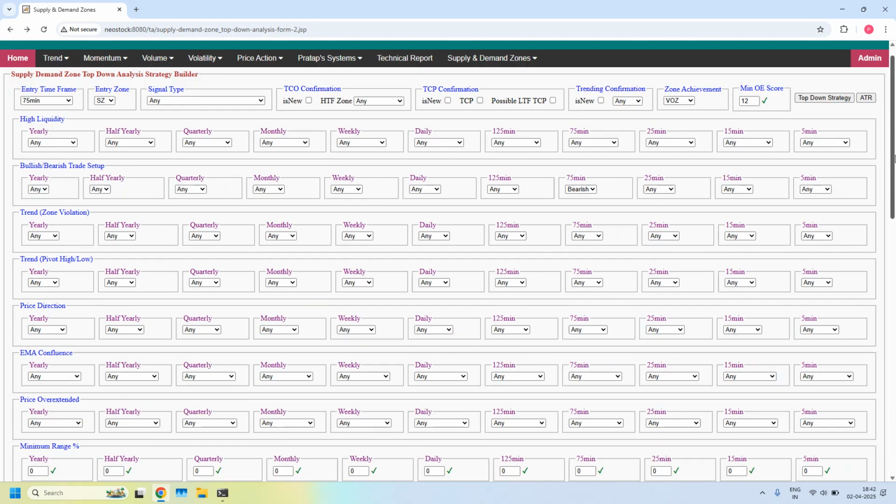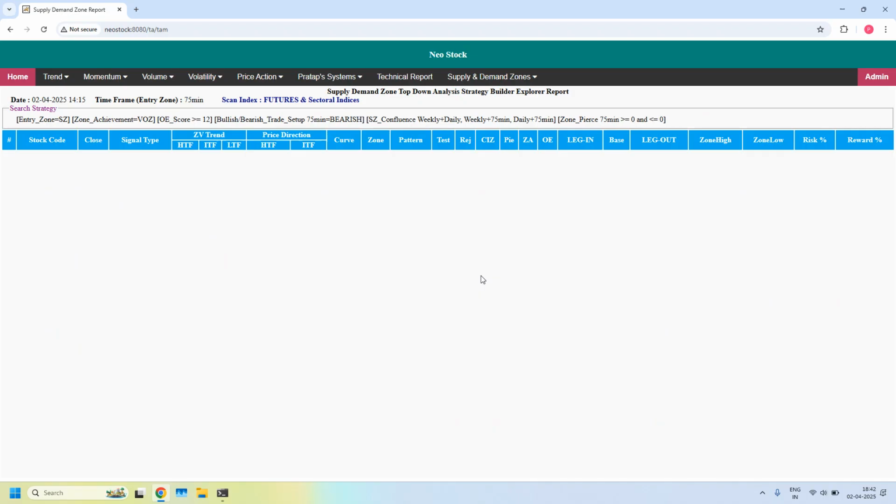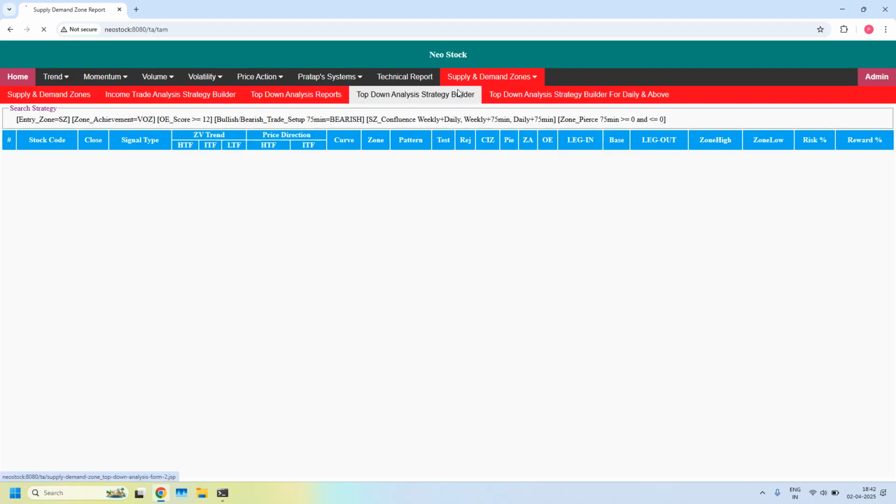With all 3 filters enabled, we did not get any stocks. That means inside the weekly, those zones are not having any confluence. Looking into the supply zone confluence we selected: weekly with daily, weekly with 75 minutes, and daily with 75 minutes. But they are not filtered. So this is the bearish trade setup for a weekly income trade. Next we will look into daily income trade supported stocks.